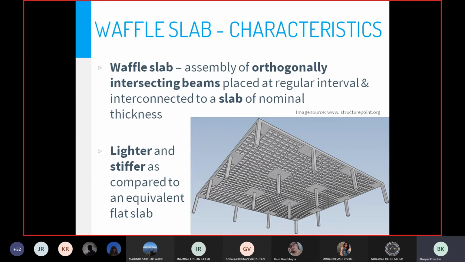So basically, what it does is it makes the system lighter and stiffer as compared to a flat slab or a flat plate. Naturally, when you reduce the weight of the slab, if you have multiple slabs, you can really have a lot of impact on structural design. As in, you can really reduce the weight of the vertical framing system. You can really reduce the design of the footings.